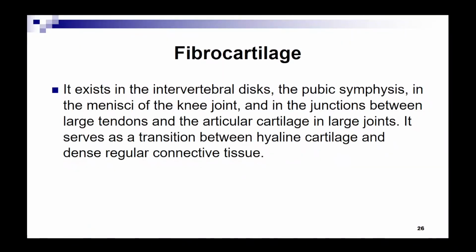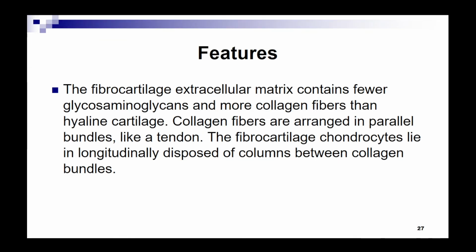Elastic fibers are not present in fibrocartilage. Fibrocartilage exists in the intervertebral disc, the pubic symphysis, and the meniscus of the knee joint, at the junctions between large tendons and the articular cartilage in large joints. It serves as a transition between hyaline cartilage and dense regular connective tissue. Features: the fibrocartilage extracellular matrix contains glycosaminoglycans and more collagen fibers than hyaline cartilage. Collagen fibers are arranged in parallel bundles like a tendon. The fibrocartilage chondrocytes lie longitudinally in columns between the collagen bundles.